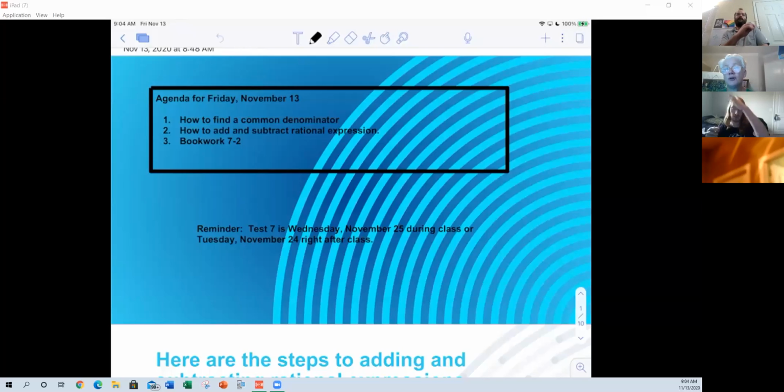Adding and subtracting is easier than multiplying and dividing, but when you're talking about rational expressions, the opposite is true. The easy ones are multiplying and dividing, because it's just top times top, bottom times bottom. Whereas when you add and subtract, you have to get common denominators, so there's definitely an extra couple of steps in there. And then we'll go through the bookwork together.